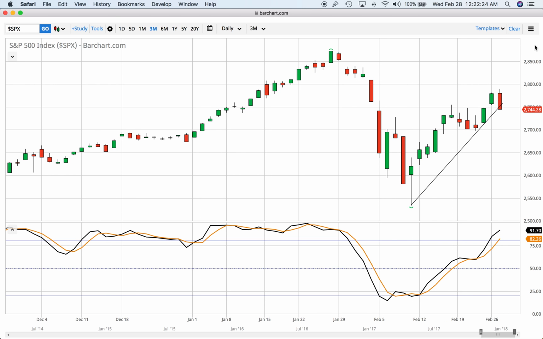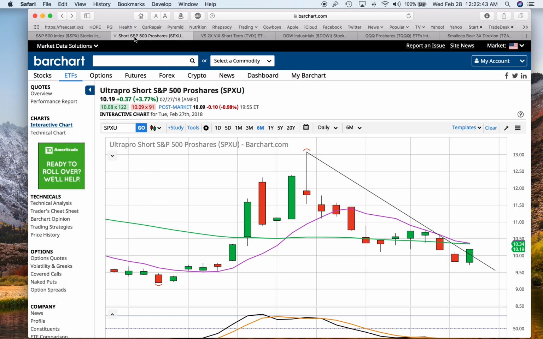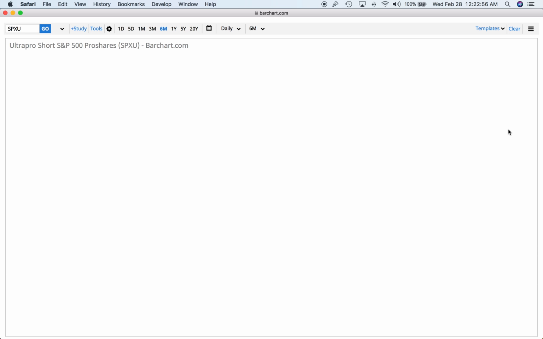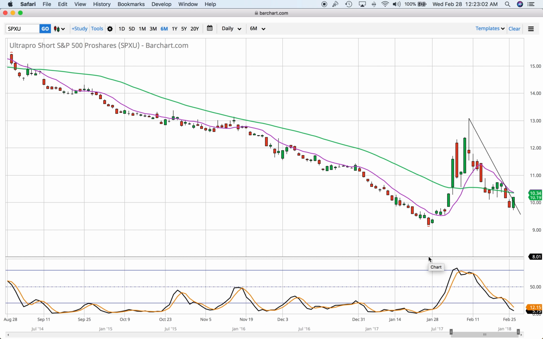What I'm going to do is just move along to all the majors, the S&P, the Dow, and the Qs, the Nasdaq. What we have here is a reverse of the S&P. It's a bear market ETF. It's an ETF that basically shorts. It's a way to short the market.